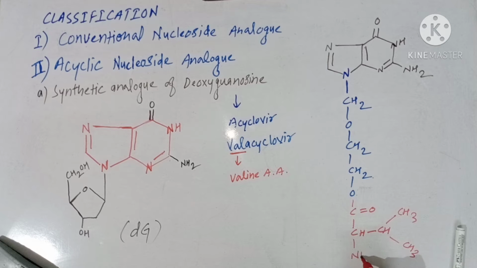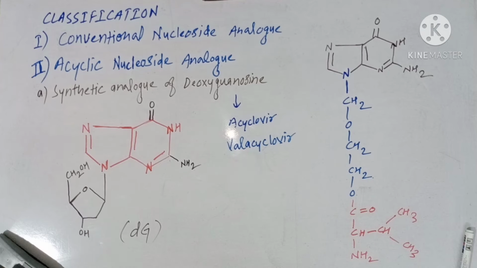So this is the structure of your valine amino acid, NH CH COOH. So this is the carboxylic group, this is the amine group, and at this CH carbon there is an isopropyl group. So this is the structure of your valine, and this drug will become valacyclovir.